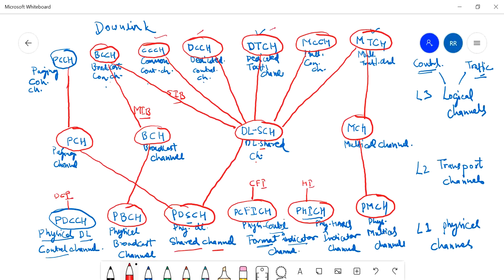So these three channels are not mapped with any channel, and this is how the mapping of all downlink channels is. Okay, this is physical, the lowest layer, this is transport, and these are logical channels, which are of two types, control and traffic.